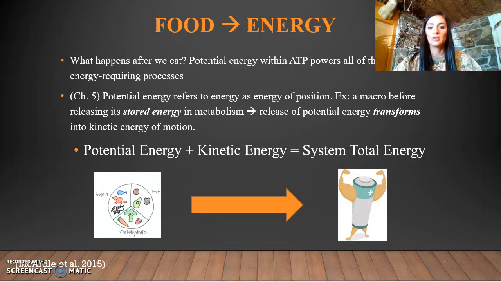Okay, and then food to energy. So what happens after we eat? Potential energy within ATP powers all of the cell's energy-requiring processes. We learned from Chapter 5 that potential energy refers to energy of position. An example is a macro before releasing its stored energy in metabolism. The release of potential energy transforms into kinetic energy of motion, and potential energy plus kinetic energy equals the system's total energy.